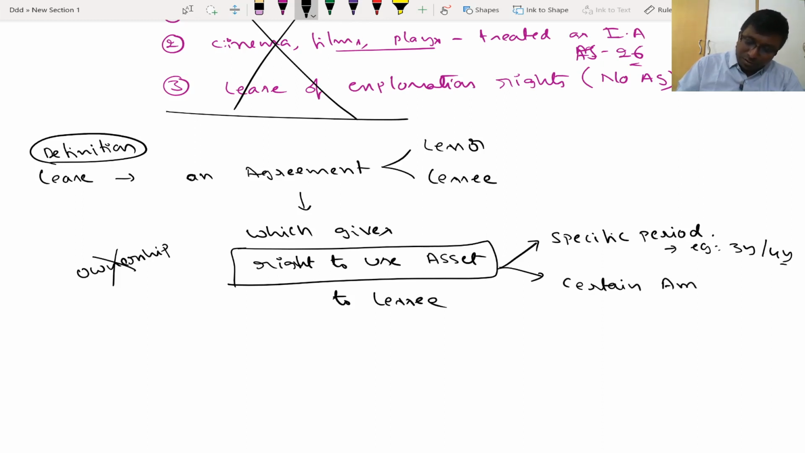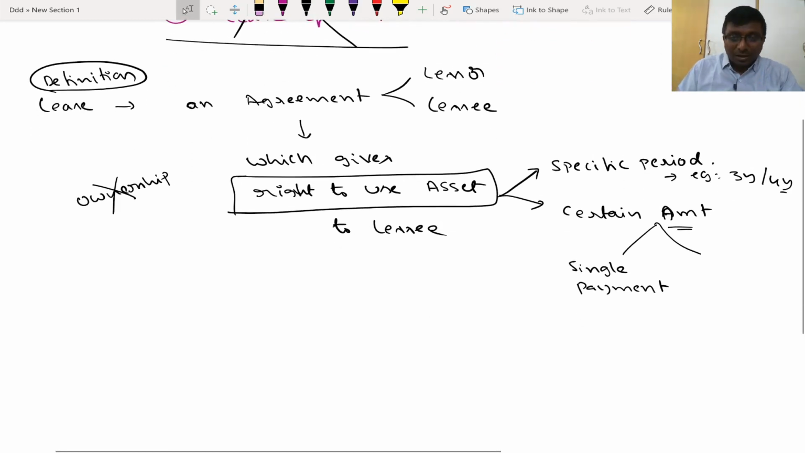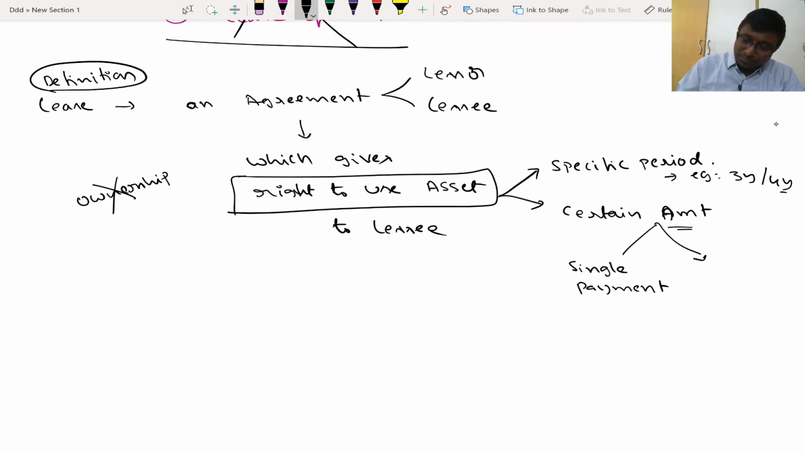Certain amount. Correct na? Why do you give? See, I am giving my car to you on lease. You will use the car free of cost? No, I will charge something for that, na. So it is for a certain amount. This certain amount, it may be a single amount, a single payment. Just now I told you, 1 crore rupees I will give, 1 crore rupees you will give me back, something like that. Or it is frequent.